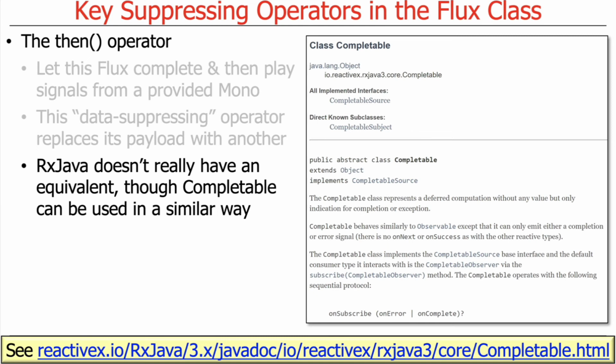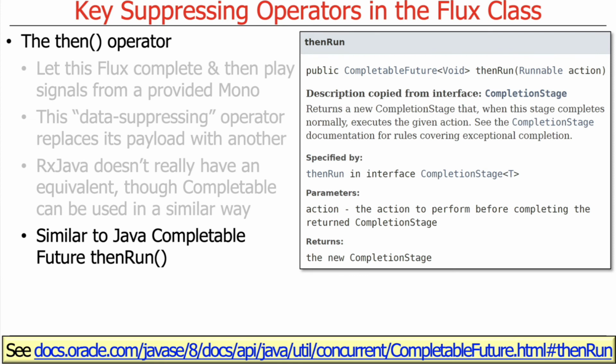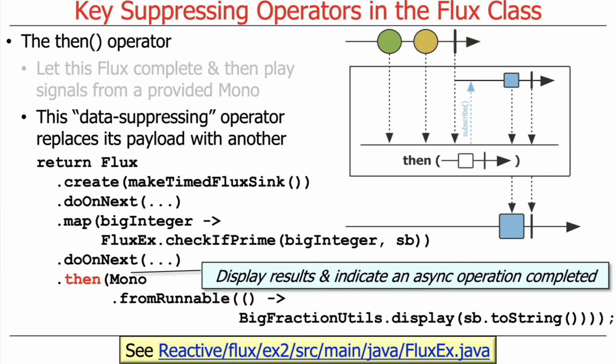RxJava doesn't really have an equivalent to this, although it does have a completable that's used in a similar way. If you use RxJava, there's a thing called ignore elements, and it returns a completable that ignores the success value of this observable and signals on complete or on error. These are all similar to Java's CompletableFuture then run method, which again is a rather obscure method, but can be used in some circumstances in a similar sort of way. In fact, if you take a look at then run, you see it also takes a runnable, just like we did with mono from runnable, which is what we showed over here.